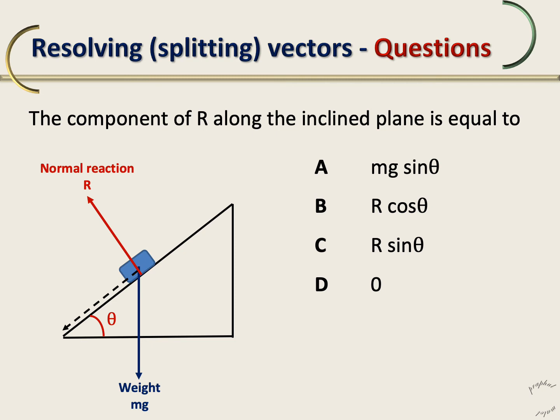The component they are talking about is the one which is represented by the dotted line. So if you try to resolve any vector at 90 degrees, the component value is going to be 0 because cos 90 is 0. So the answer is 0. Normal contact force R cannot have any component along the plane.